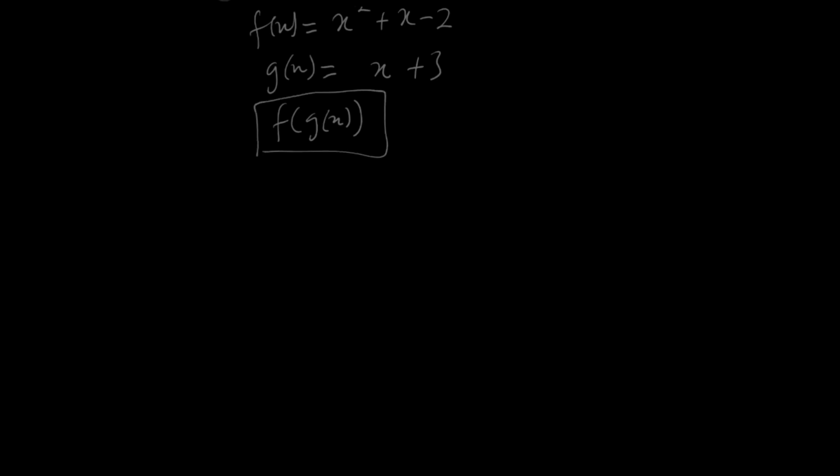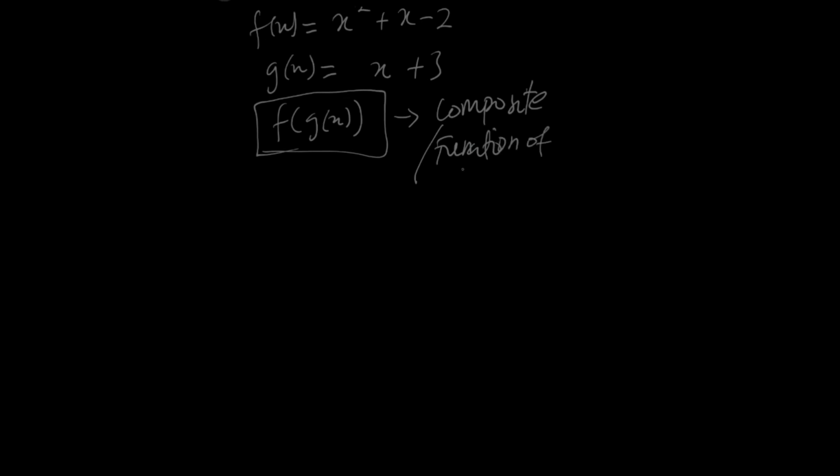Suppose you have a function f of x which is equal to x squared plus x minus 2, and another function g of x which is equal to x plus 3, and you are asked to find f of g of x. Now this is a composite function, which is also known as a function of another function.